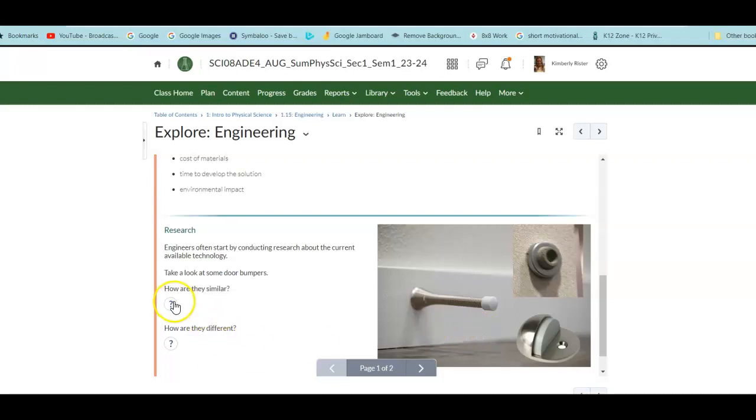How are they similar? It looks like they are made out of elastic materials, so you can see some rubber pieces on all 3. And how are they different? One's mounted on the ground, one's mounted on the wall, and another is mounted low on the wall.